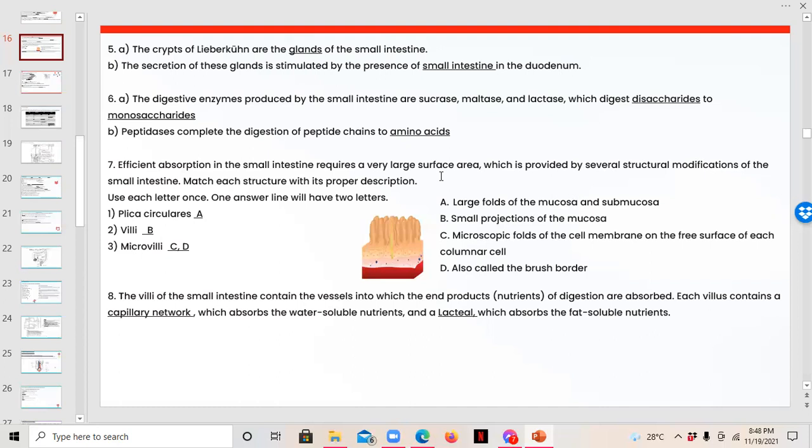Number 8, the villi of the small intestine contain the vessels into which the end products, nutrients of digestion, are absorbed. Each villus contains a capillary network which absorbs the water-soluble nutrients and a lacteal which absorbs the fat-soluble nutrients.